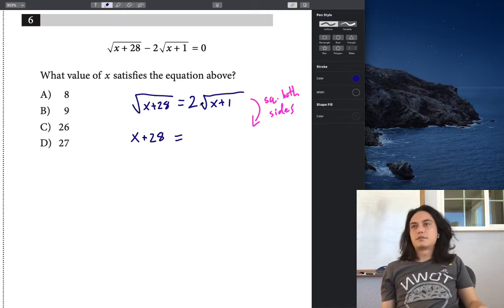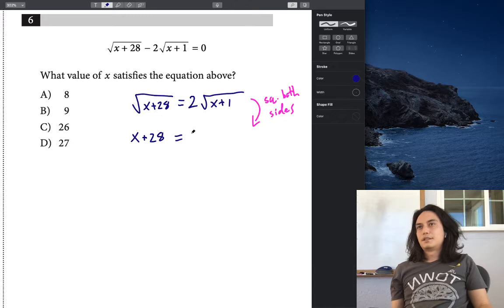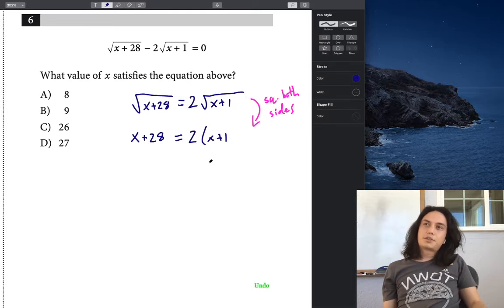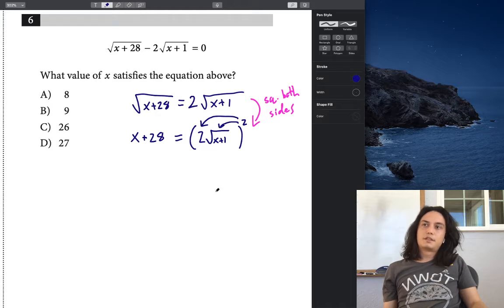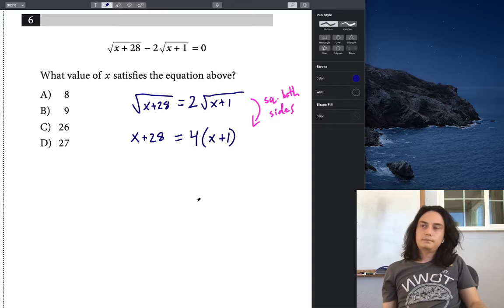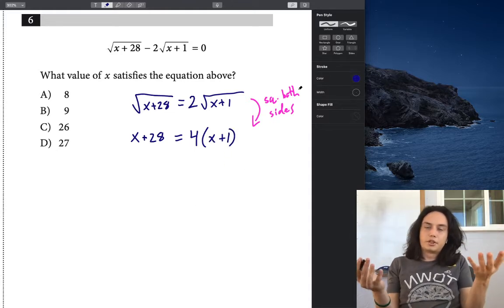So the thing to mix up is, you can't only square this. You can't go 2x plus 1. That would be only squaring this. You have to square both. You have to square this and you have to square this. That's the thing you need to think about. So it ends up being 4. This is 2 squared, 2 squared is 4, and then multiplied by x plus 1. This clearly is the hard step.